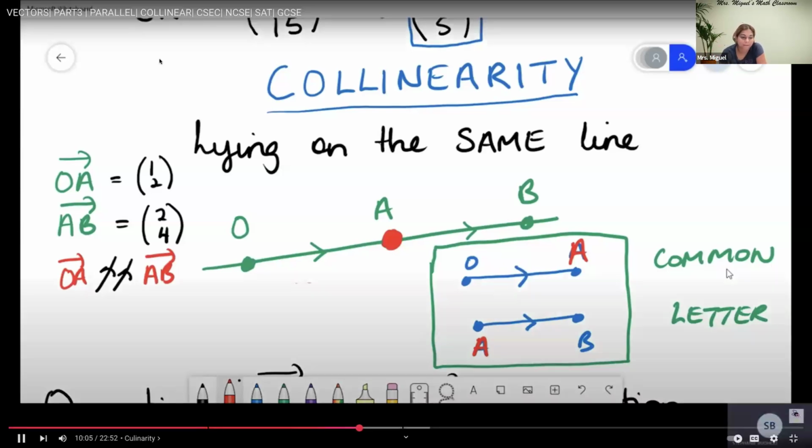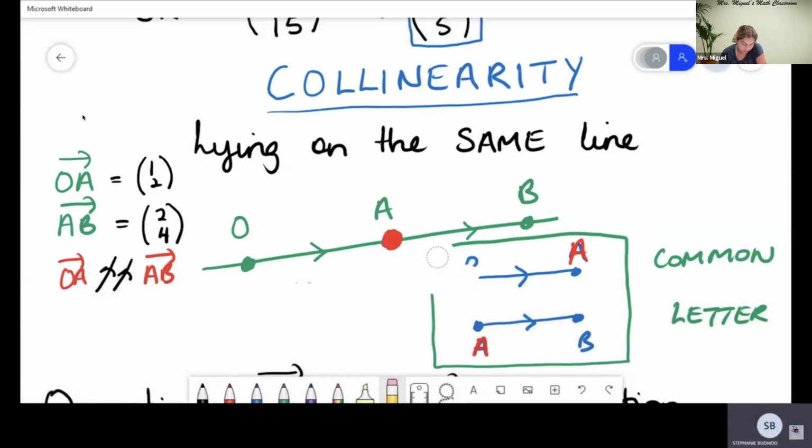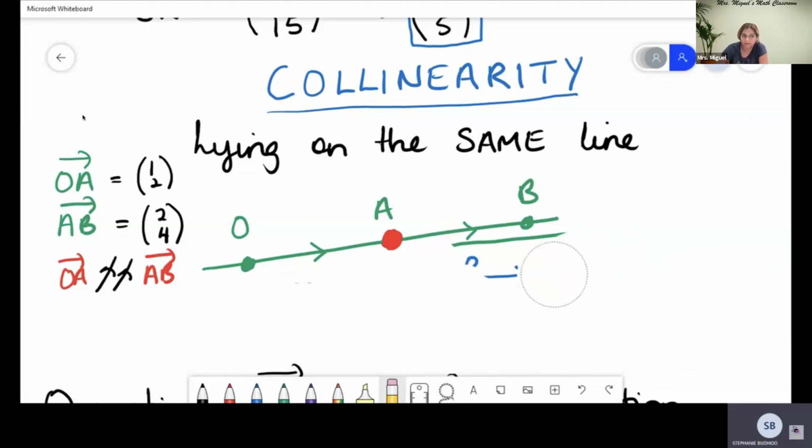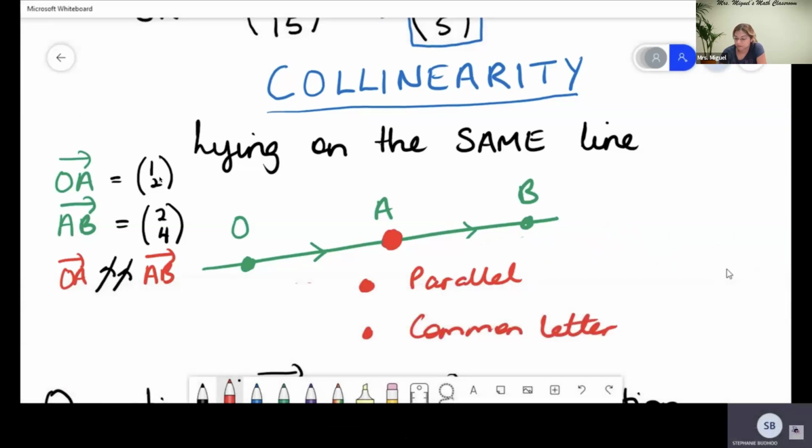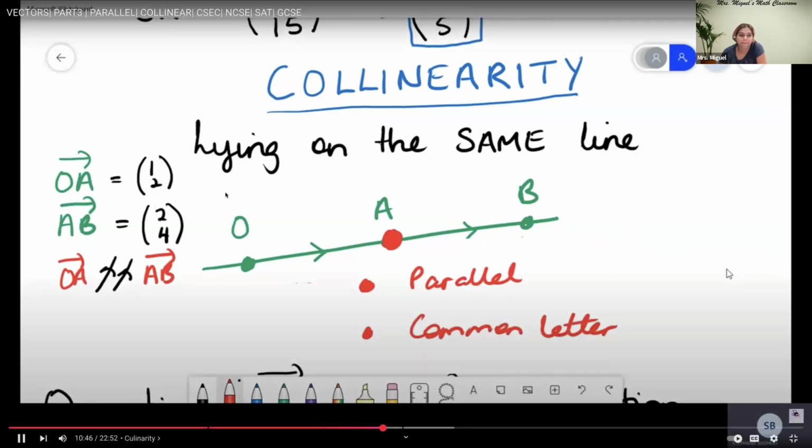So collinearity only takes place if two conditions are met. The first condition for collinearity to happen must be that the two vectors you are considering happen to be parallel to each other. So I'll write that down. The two conditions for collinearity are that the vectors you are considering must be parallel to each other, and the second condition is that those two vectors must contain a common letter. That tells us that they all lie on the same straight line.